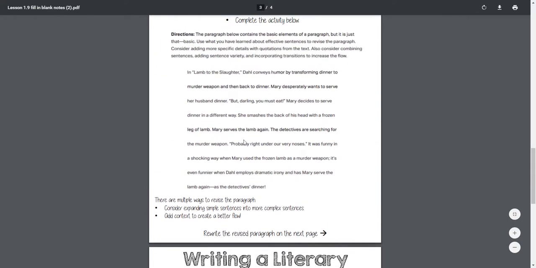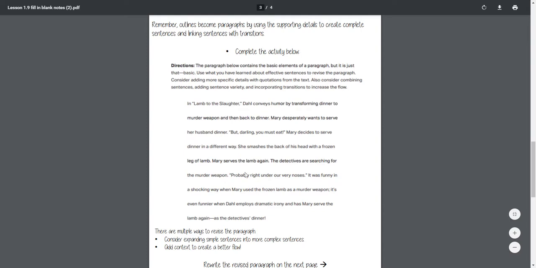All right, a couple examples of things that you can do to fix this particular paragraph. In Lamb to the Slaughter, Dahl conveys humor by transforming dinner to murder weapon and then back to dinner. Okay. And I think transforming a lamb chop, I think that maybe needs to be used instead. This says Mary desperately wants to serve her husband dinner. Well, right here, Mary desperately wants to serve her husband dinner. When? When in the story does that happen? We know it happens at the beginning of the story. So you can add context, as in when this happened, and say, at the beginning of the story, Mary desperately wants to serve her husband dinner.